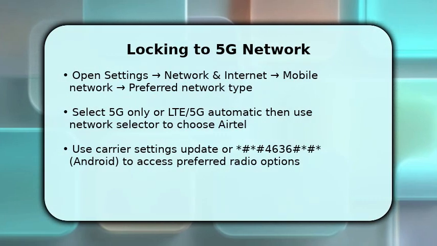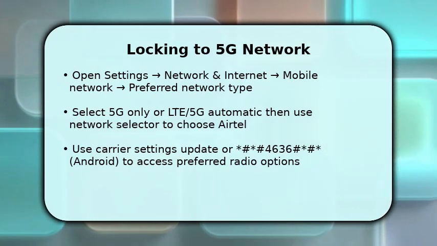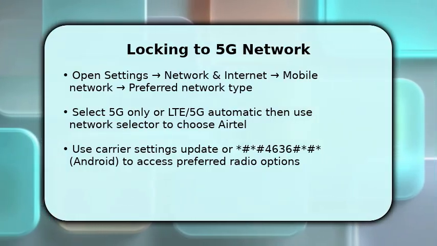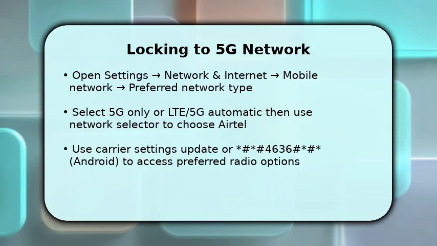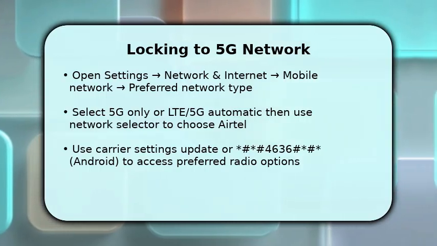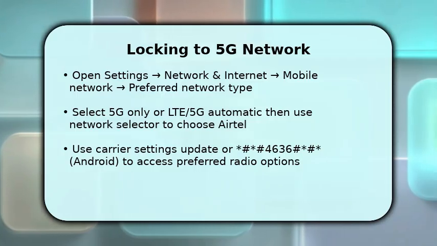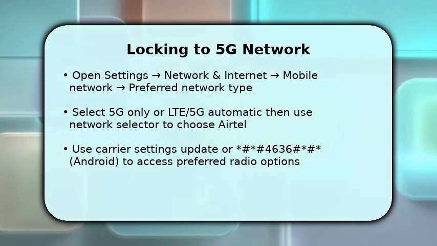You now change the preferred network type. Go into Settings, Network and Internet, then Mobile Network to set preferred network to 5G only. If your UI lacks 5G only, choose LTE/5G automatic, then use the manual network selector to prioritize Airtel.